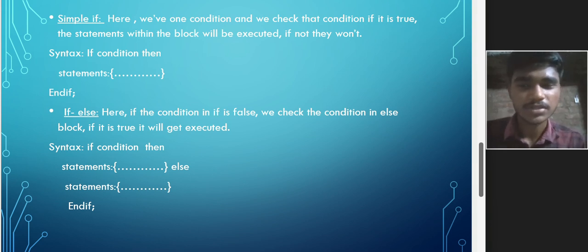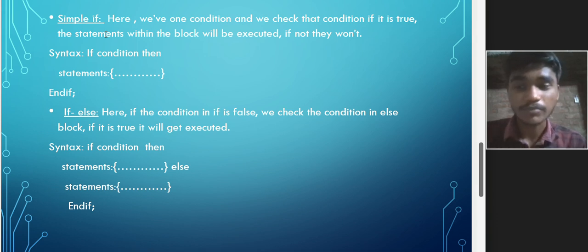First of all, we are going to learn about the selection statements. The selection statements are simple if, if else, if else if, and case statements. In simple if, we apply one condition and check it. If the condition is true, we execute the statements within the condition block. Here is the syntax: if condition then statements. Remember to end the if after the block ends.